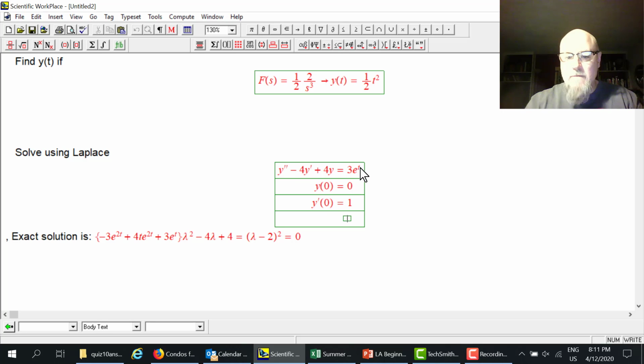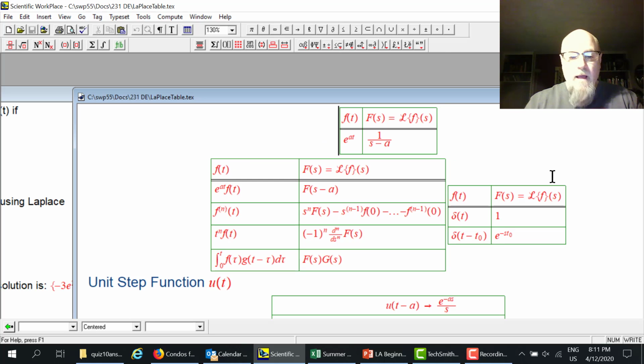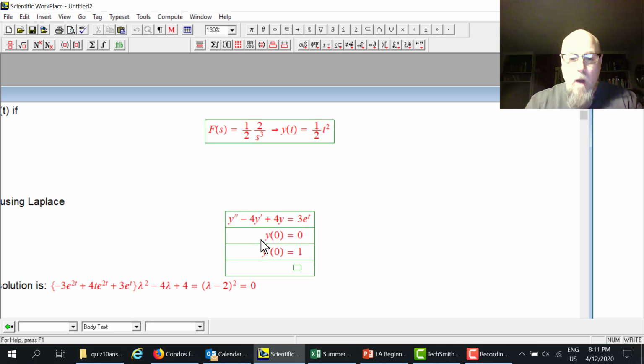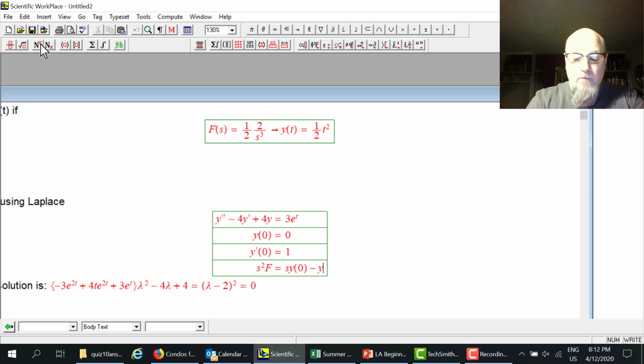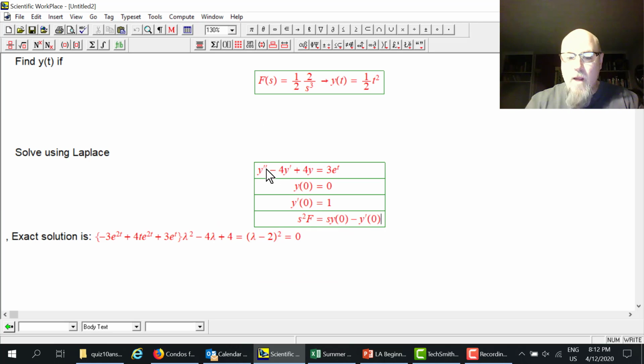So I'm going to Laplace the equation. First thing is to take the Laplace of y prime prime. So again, I'm back to my chart. The Laplace of the nth derivative, so I'm taking the second derivative. So it would be s squared F minus s y naught minus y prime naught. That's my transform of y prime prime. I'm going to put the constants in a minute.